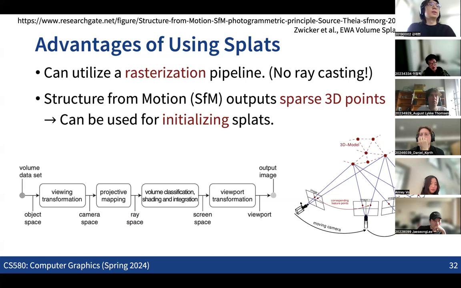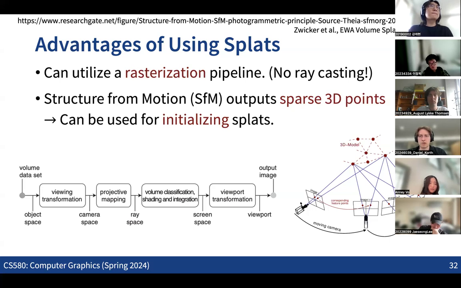So the major advantage of using this splat representation is that we can utilize the sparse point clouds coming from structure from motion as the initialization. We start from a rough 3D reconstruction and do refinement through optimization. This also allows us to achieve the 3D reconstruction in a faster way. So these are the major advantages of having this split representation.